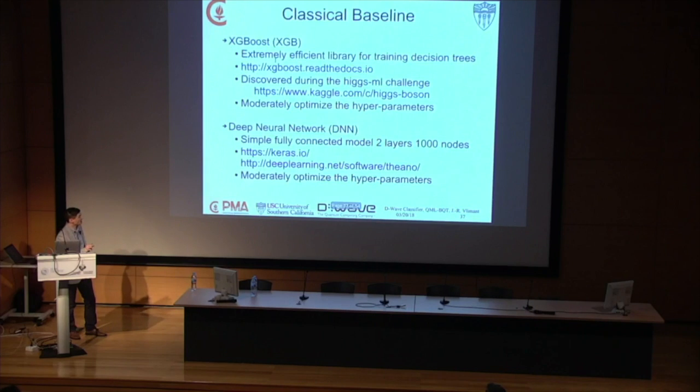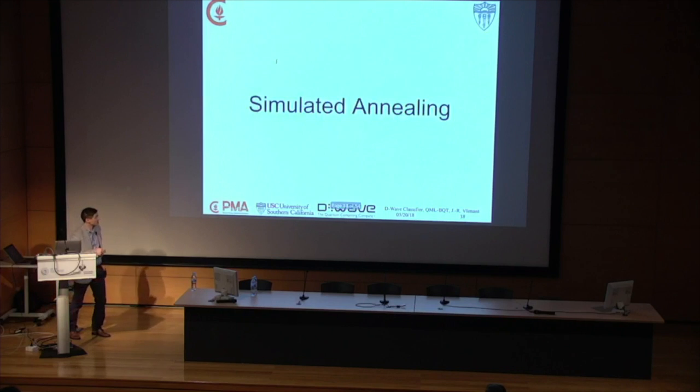So now the two base classifiers for reference. The first one uses the XGBoost library, that is a very interesting outcome and spin-off of this Kaggle challenge, the Higgs challenge. We moderately optimized the hyperparameters, but because this one is already good as it is, and then we also implemented a deep neural net, very simple, two layers fully connected with moderate hyperparameter tuning just to have a baseline. So those are the two that will be labeled as HGB and DNN in the rest of the talk.